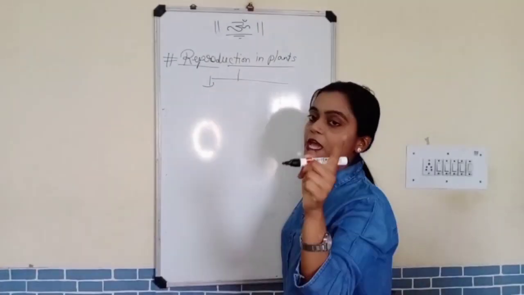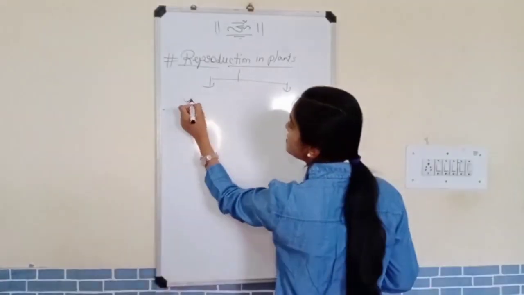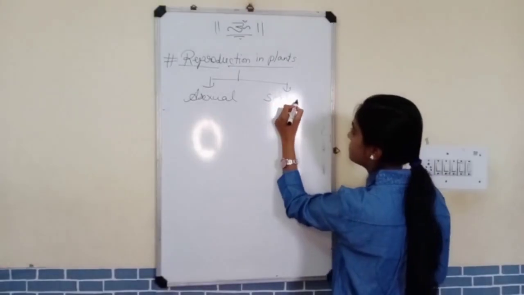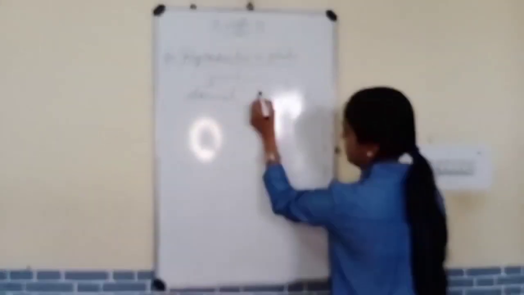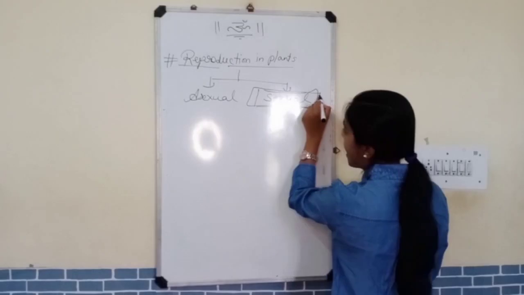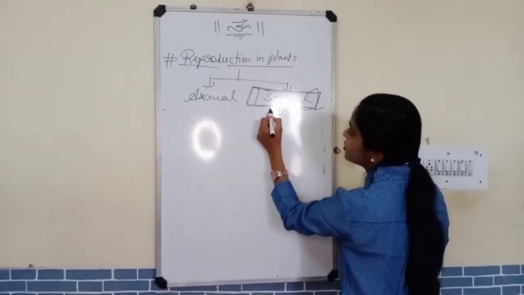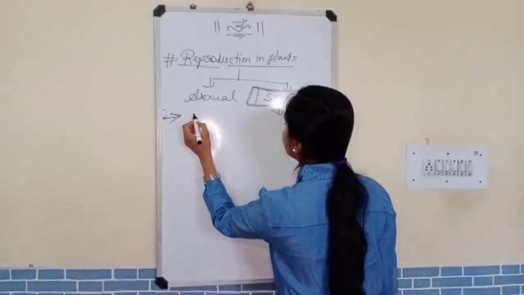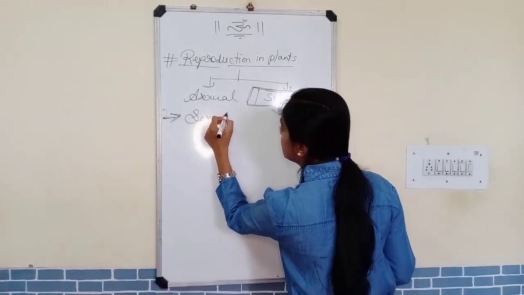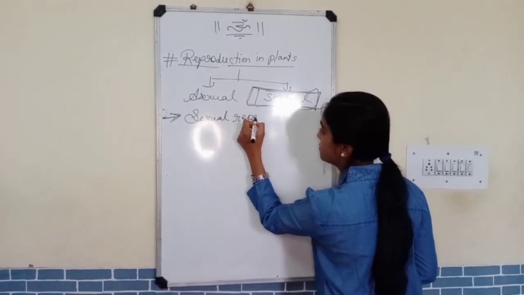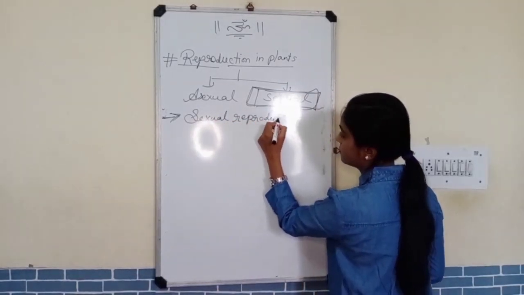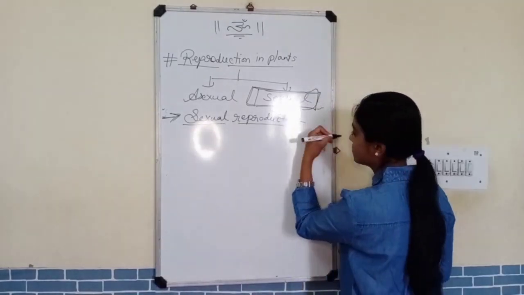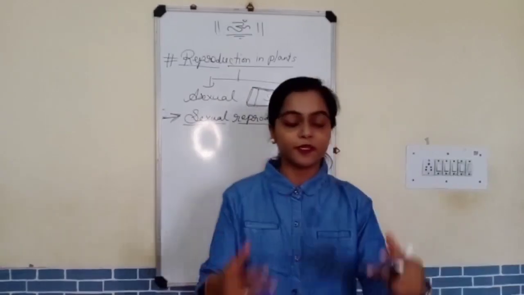Although there are two types of reproduction in plants, asexual and sexual. But today I will teach you about sexual reproduction of the plants. So, the topic of ours is sexual reproduction. Drop out the pens and look at me.